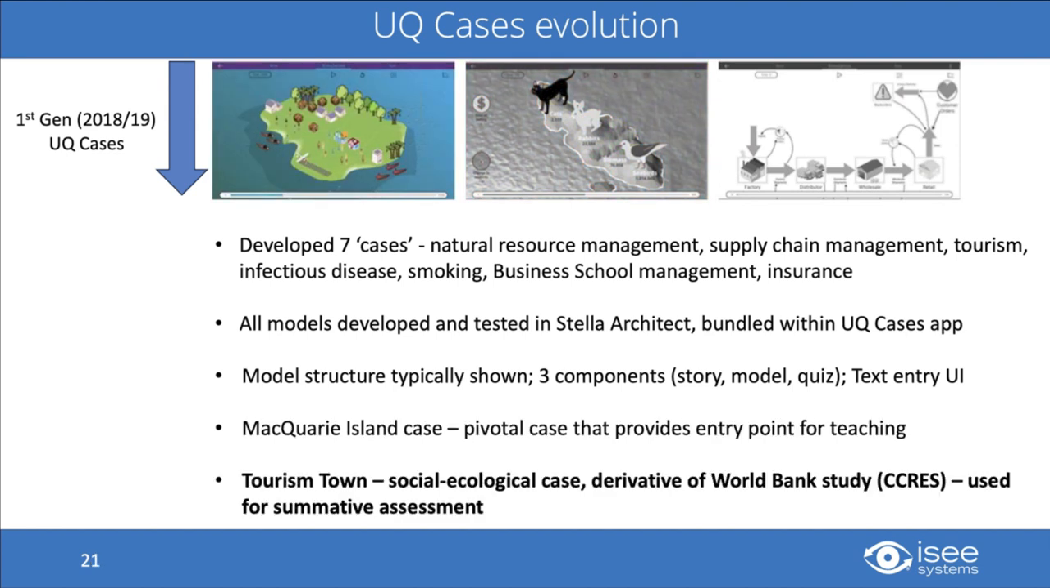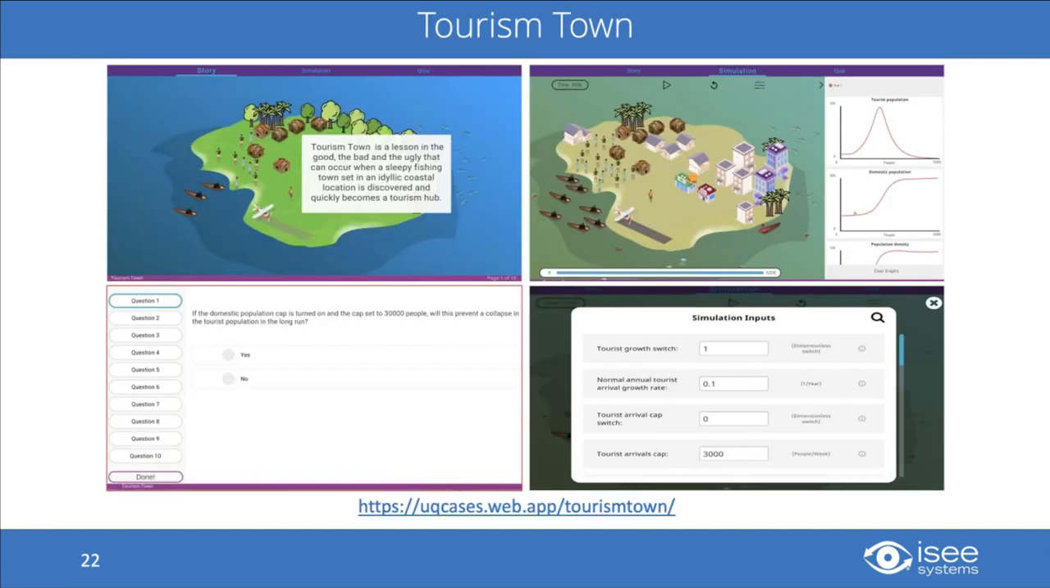A tourism town, this is an example. This is the one that I worked heavily on. It's probably the most sophisticated of our cases in terms of the size of the model and the breadth of the model. It's a derivative of the World Bank study I did in Indonesia and the Philippines. So a hello to anyone from the Philippines and Indonesia who might have dropped in to watch this, particularly if you were involved in the Seacrest study. And I've subsequently used this tourism town for summative assessment.